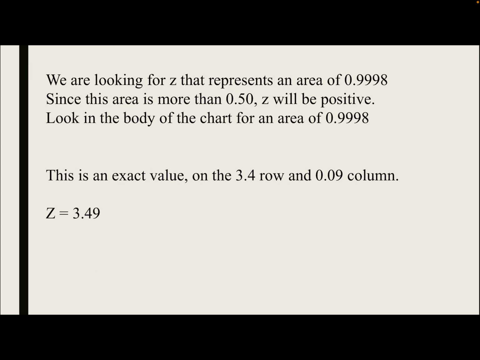We're looking for the z that represents an area of 0.9998. Okay, we're looking for the z-score this time, like we did in part 2 of this chapter. Look in the body of the chart for 0.9998. Since it's more than 0.5, half, it will be on the positive side. This is an exact value on the 3.4 row, the 0.09 column. So z equals 3.49.